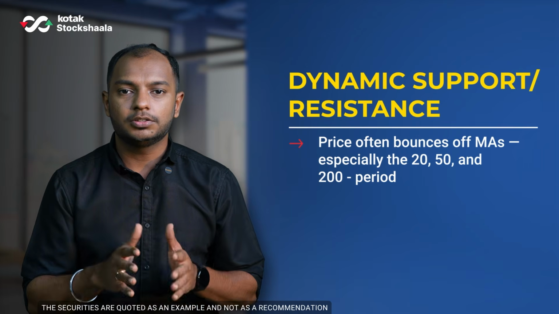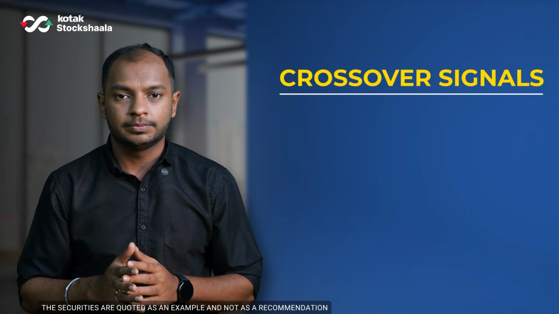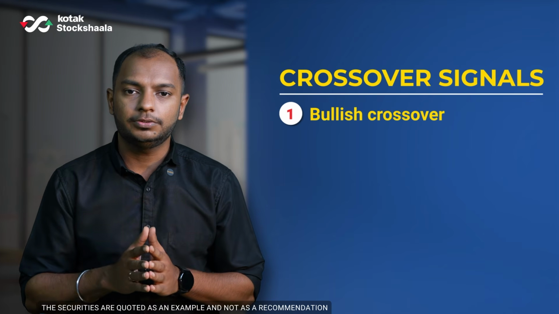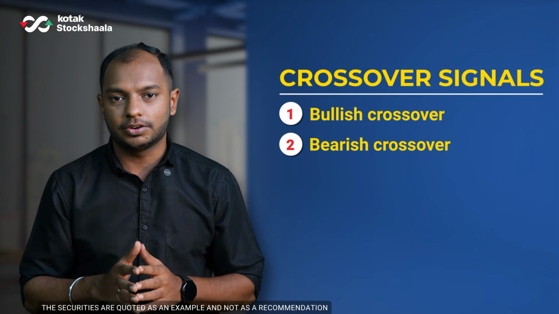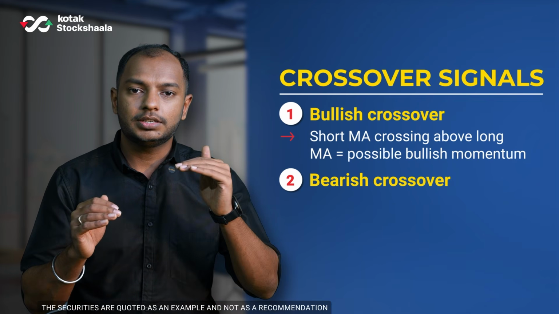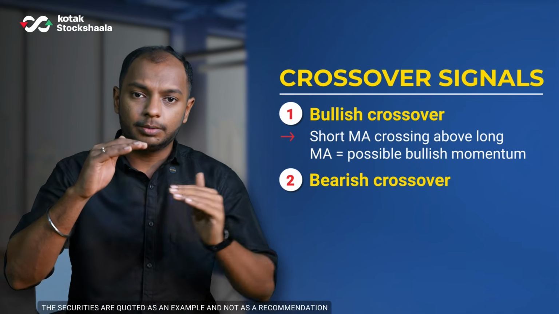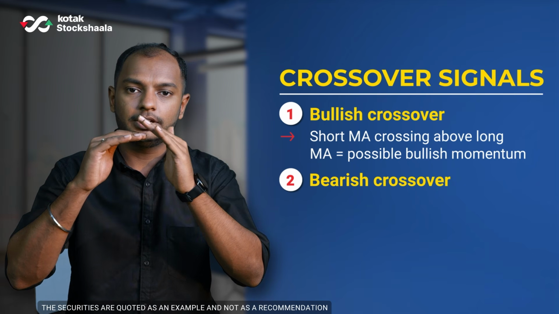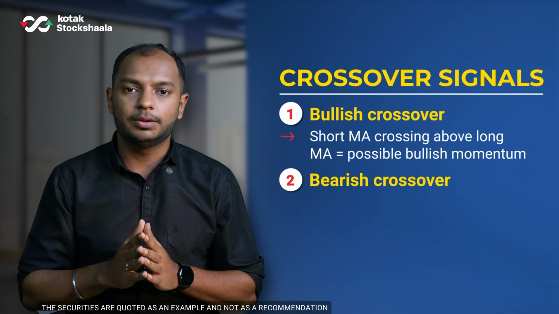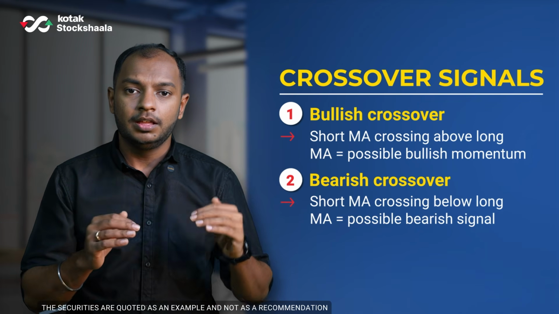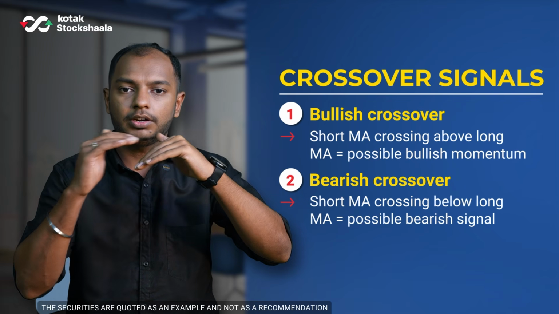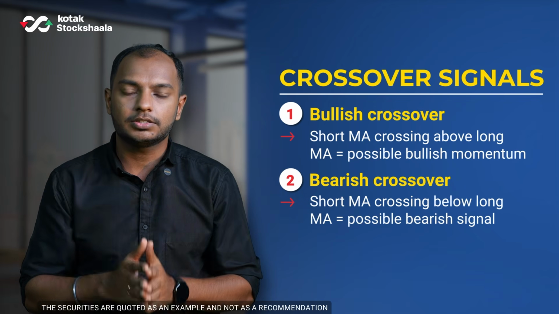Moving averages are also used as crossover signals. There are two types of crossover signals. One is the bullish crossover and the other one is the bearish crossover. In a bullish crossover, the shorter duration moving average crosses above the longer duration moving average, and that is what shows an upward trend, and it is called as a bullish crossover. But if the shorter duration moving average crosses below the longer duration moving average, then that is called as a bearish crossover.